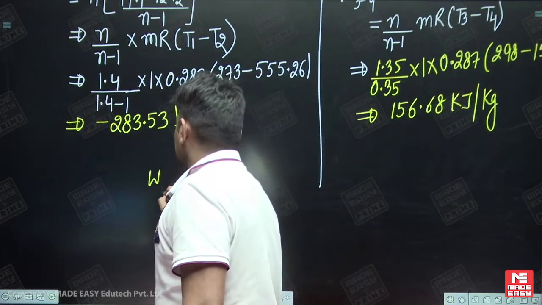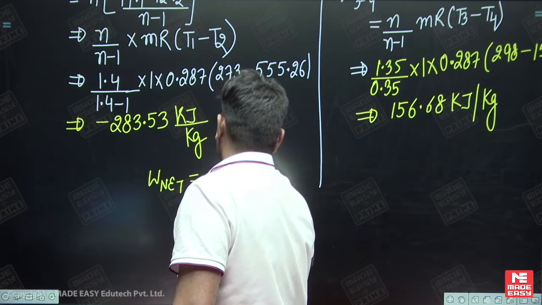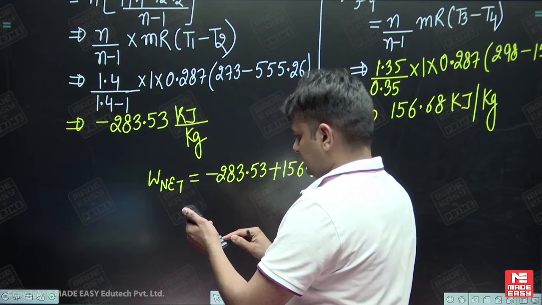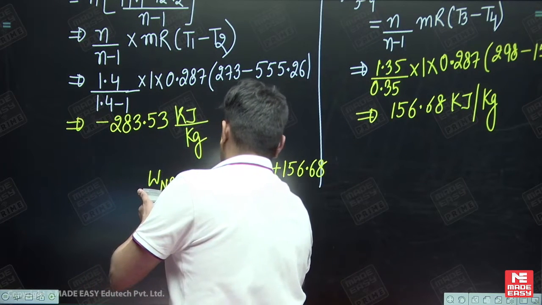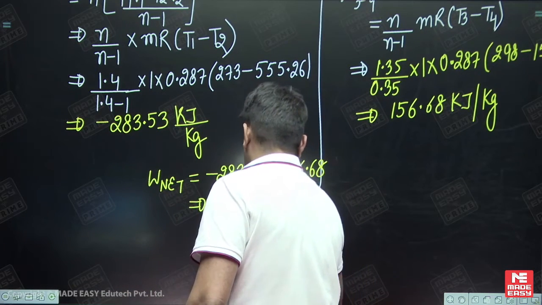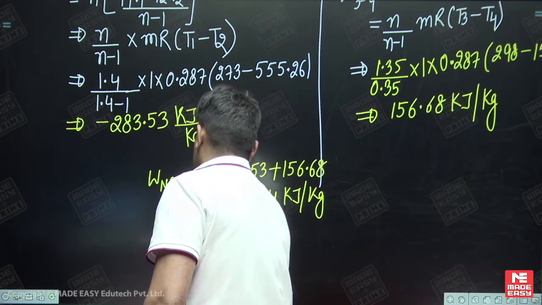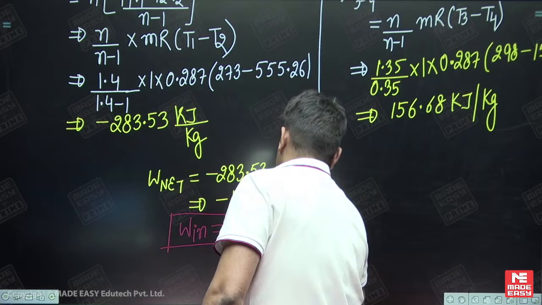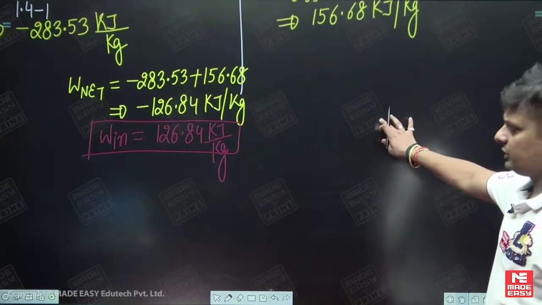Okay, now if you calculate the net work output, that is minus 283.53 plus 156.68, it is coming out as minus 126.84 kilojoule per kg. So it is a case of work absorbing, because the net work output is negative, it means it is a case of work absorbing device. So many objective and theoretical questions I have proved in this case also. Okay, so the work input is coming out as this.